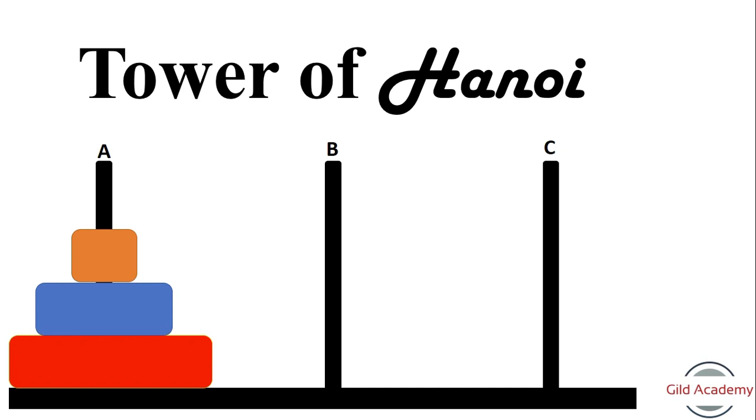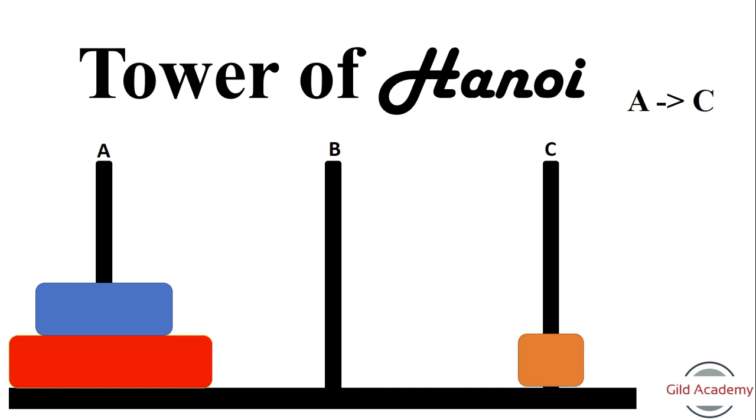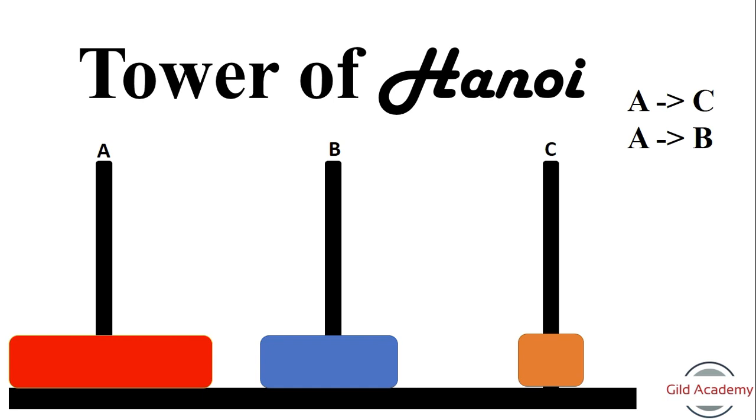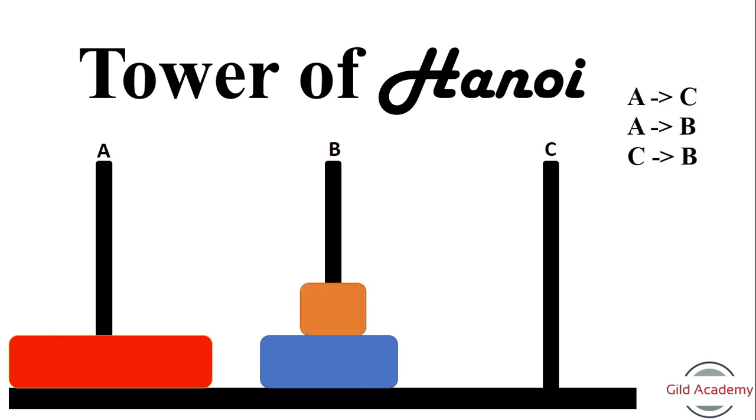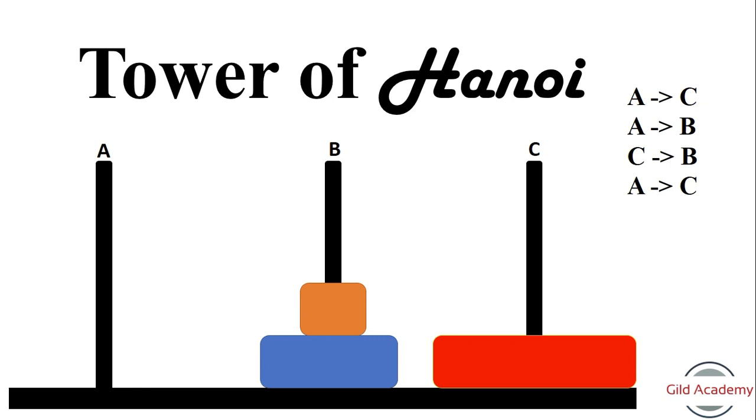As you can see, we have three rings of different sizes arranged in increasing order of size in tower A, and with the help of tower B, we need to move all these rings from tower A to tower C. The way we can solve this problem is we may move the ring from tower A to tower C and then we move the ring from tower A to tower B. Following this, we may move the ring from tower C to tower B. Now, since the largest ring is available in tower A and this ring also has to be right at the bottom in tower C, we directly move this ring from tower A to tower C.